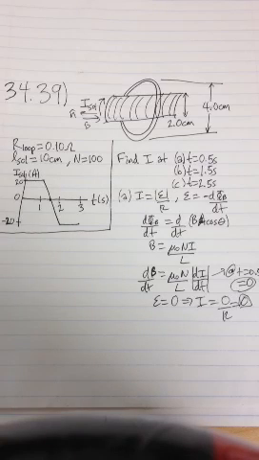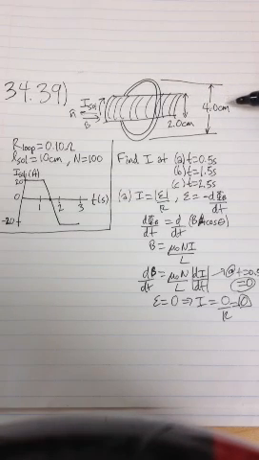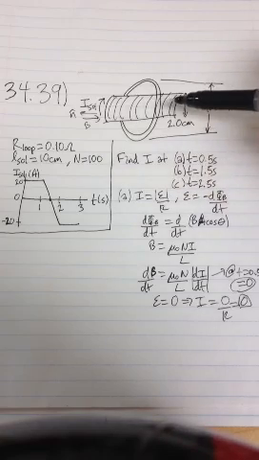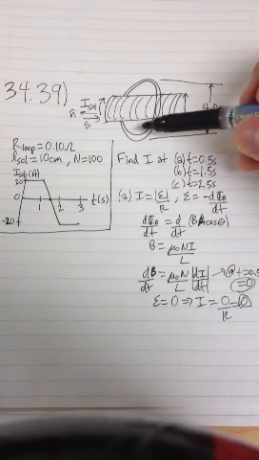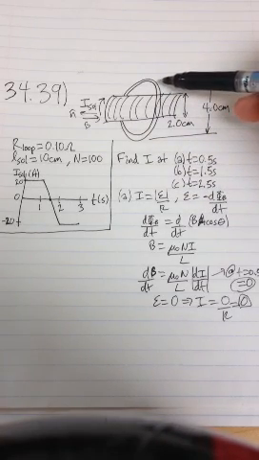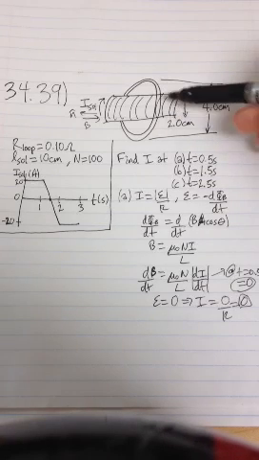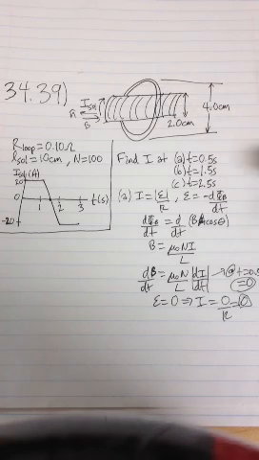This is the homework help video for problem 39 out of chapter 34, and it gives you a hoop of diameter 4 centimeters surrounding a solenoid of diameter 2 centimeters with 100 turns. It also gives you the length of the solenoid is 10 centimeters and that the loop has a resistance of 0.1 ohms. And it wants you to find the current in the loop at 3 different times.